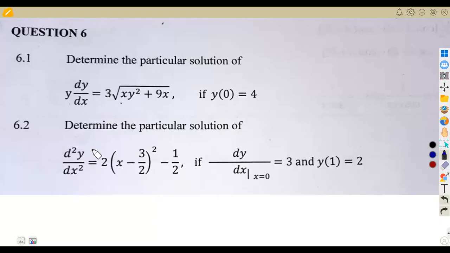Still working on our Mathematics N5, working on the revisions from our August 2023 exams. We are going to be focusing now on question number 6, whereby we have our differential equations. The first part of our question was to determine the particular solution.